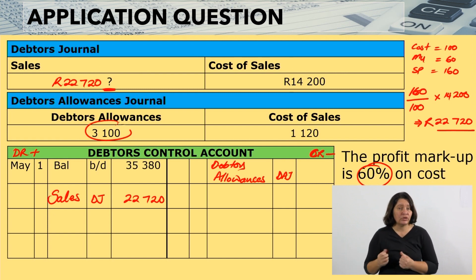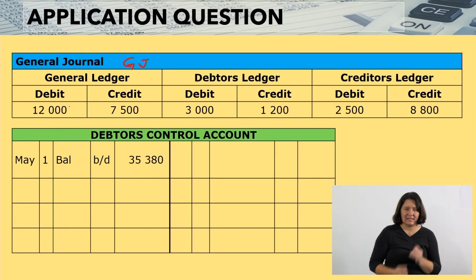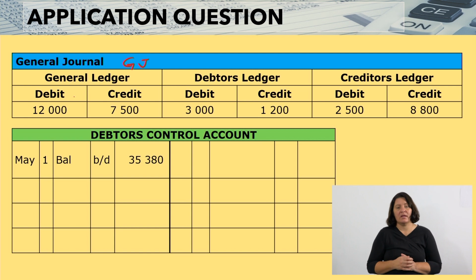How much am I going to post here? 3,100. I'll bring my 3,100. Dear learners, let us move on. With me here, I have the general journal, the GJ. In the GJ, this is where we correct errors, we record omissions. And I have on the debit side and the credit side amounts in the general ledger. Now, the part that I'm going to be focusing on is the debtors ledger.